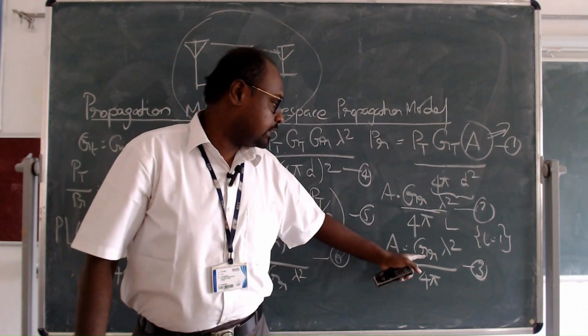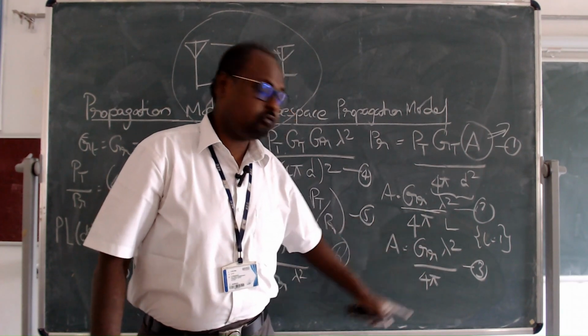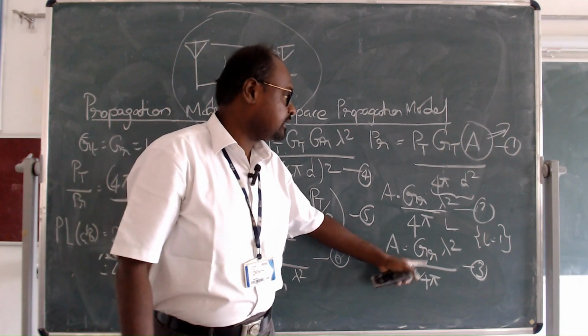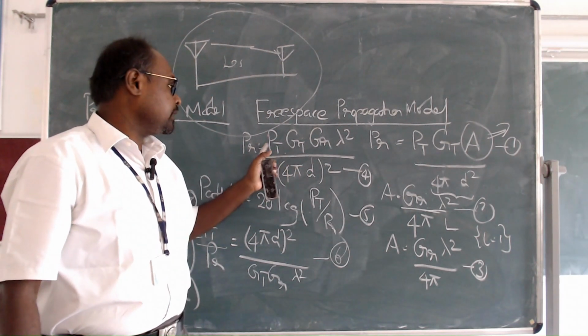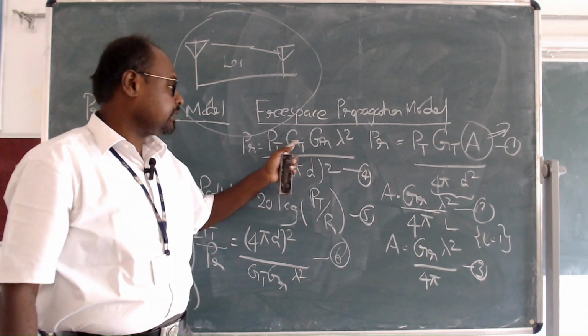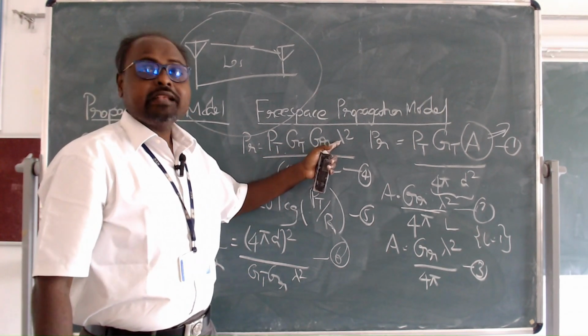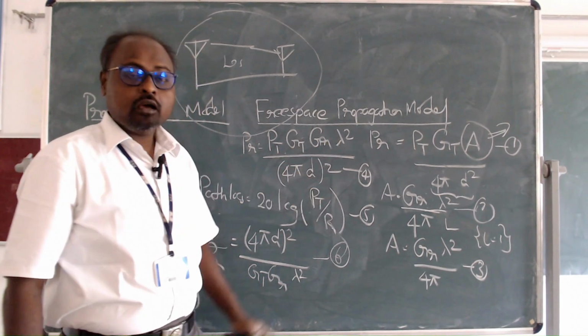A equals the gain of the receiving antenna times lambda square divided by 4 pi. When you substitute this value, equation 3, in equation 1, the equation will become like this: PR equals PT, that is the transmitted power, times the gain of the transmitting and receiving antennas, times its wavelength divided by 4 pi d, the whole square.